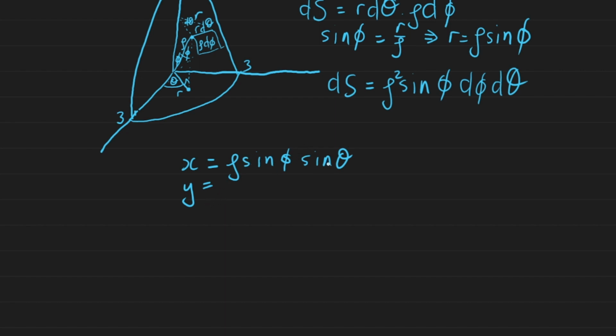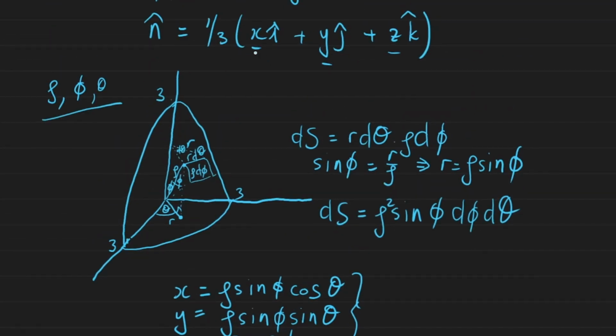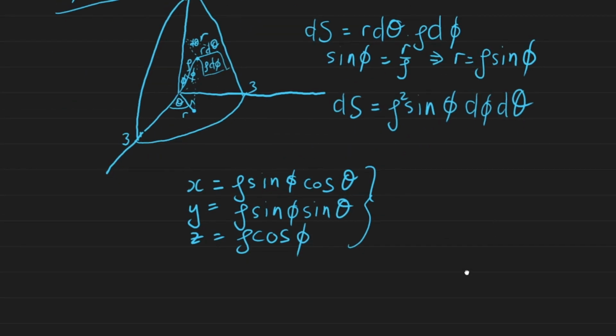sorry, I just made an error here. So x is actually supposed to be rho sine phi cos of theta. So y is actually rho sine phi sine theta. And then lastly, z is equal to rho cos phi. So that's what we've got to do. We've got to substitute these things here, what x, y, and z is, into x, y, and z. Replace them to be in terms of rho, phi, and theta.